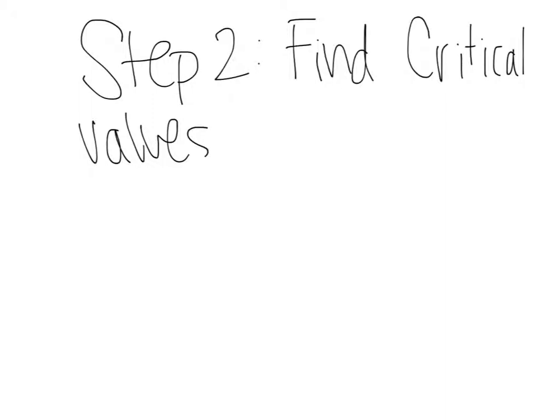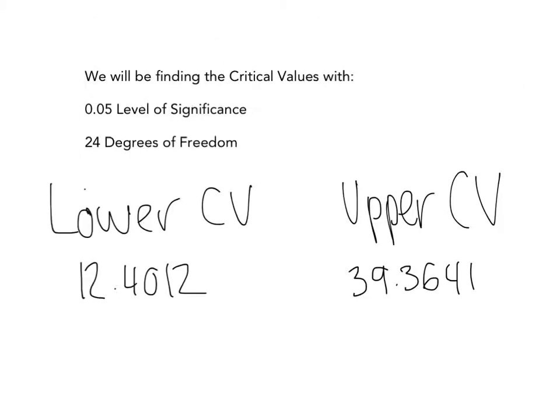Step 2. Find the critical values. To find the critical values, we are using a 0.05 level of significance and 24 degrees of freedom. So our lower critical value is 12.4012, and the upper critical value is 39.3641.